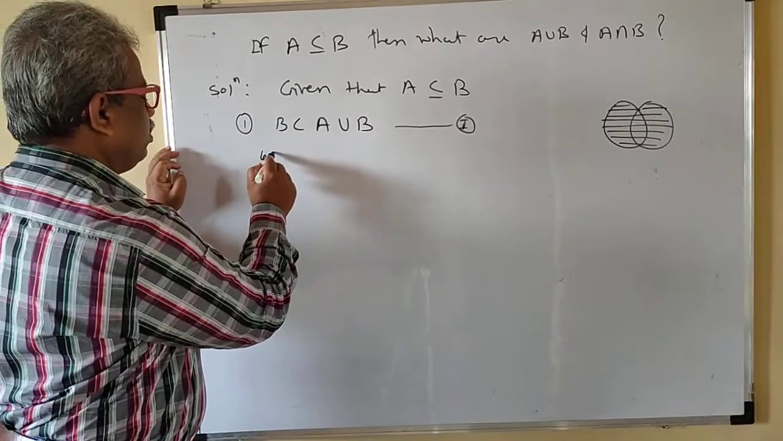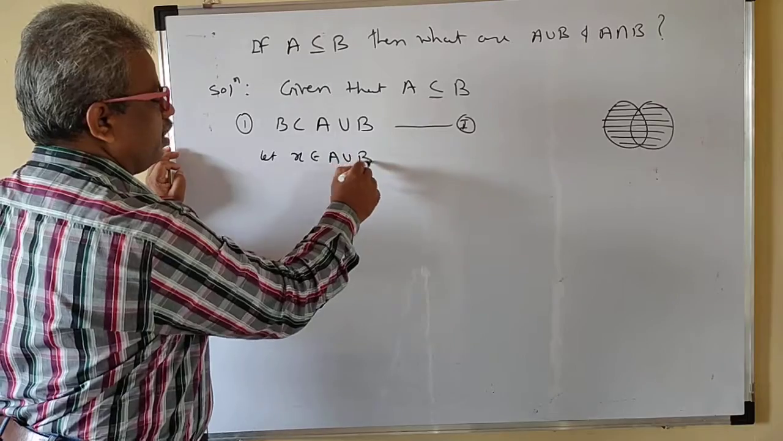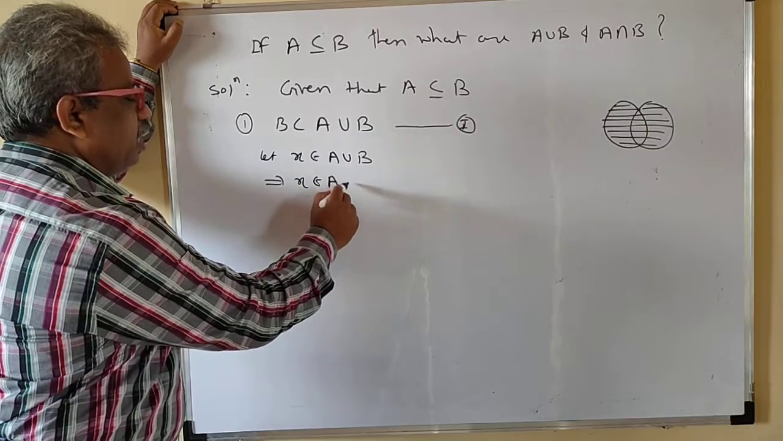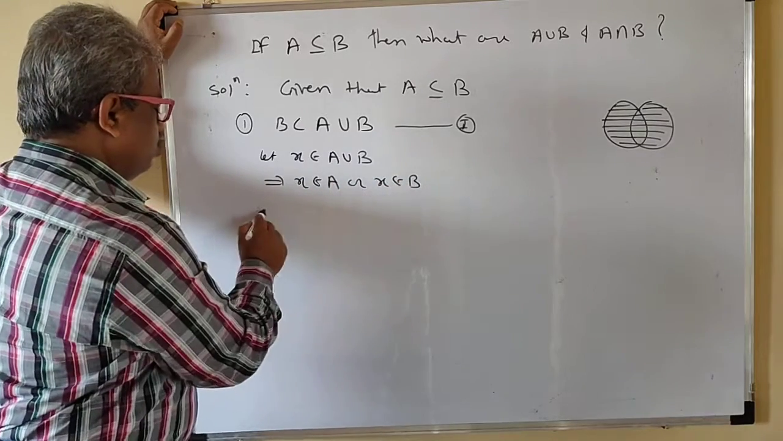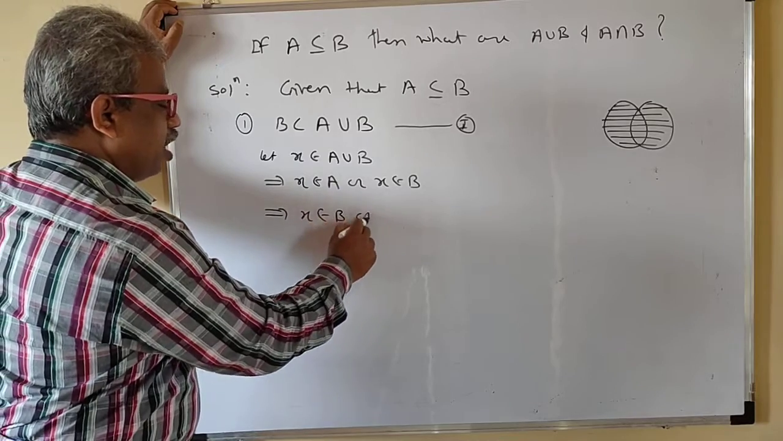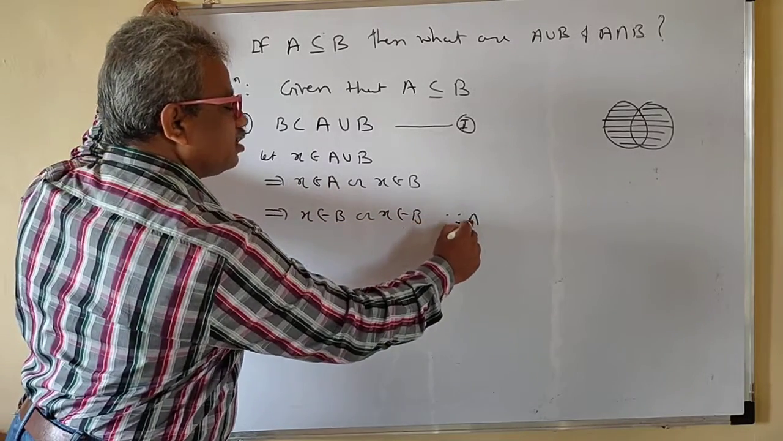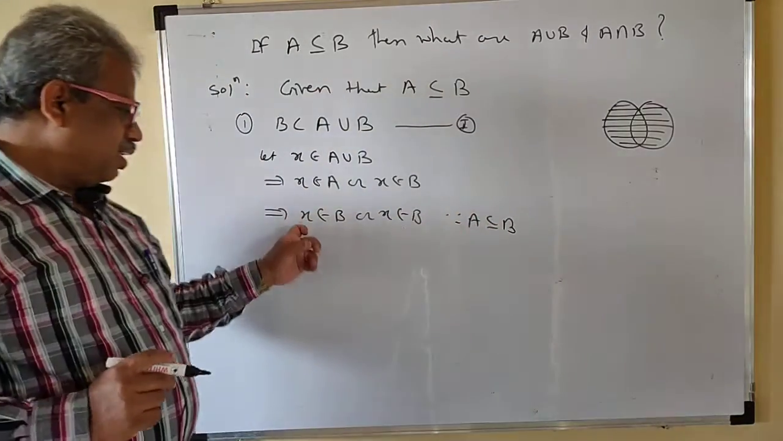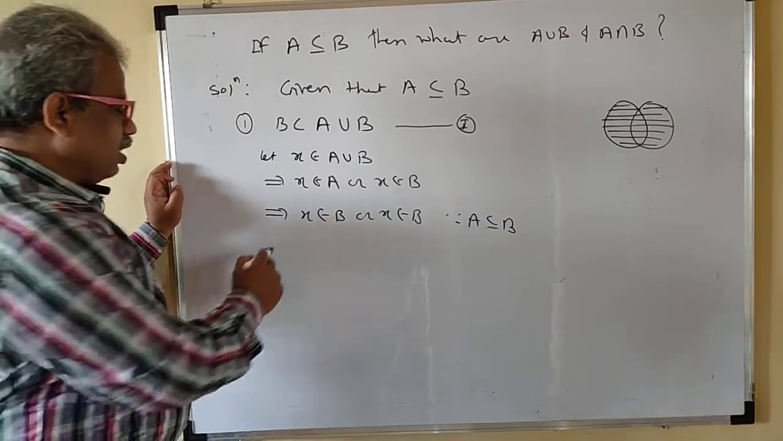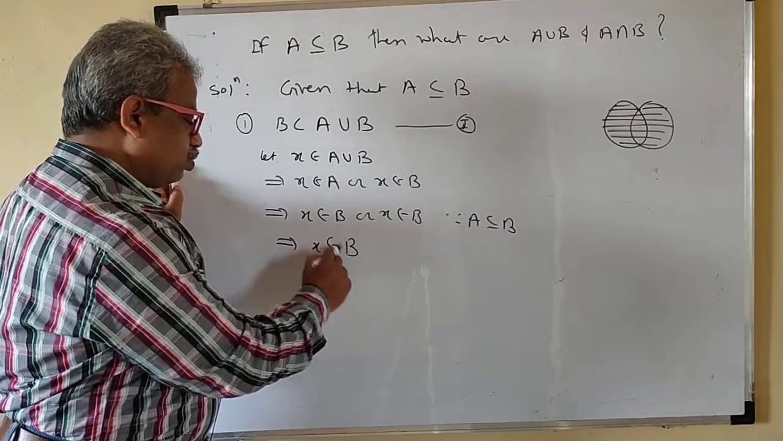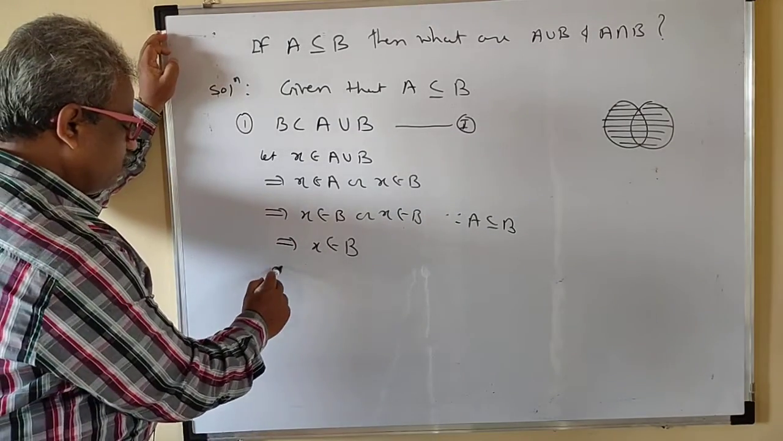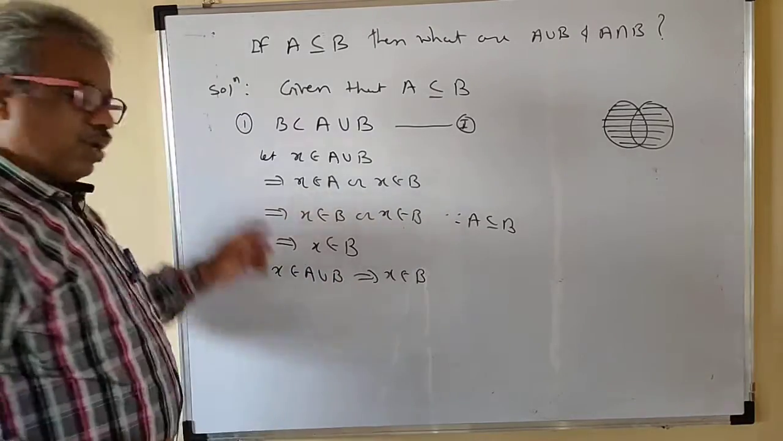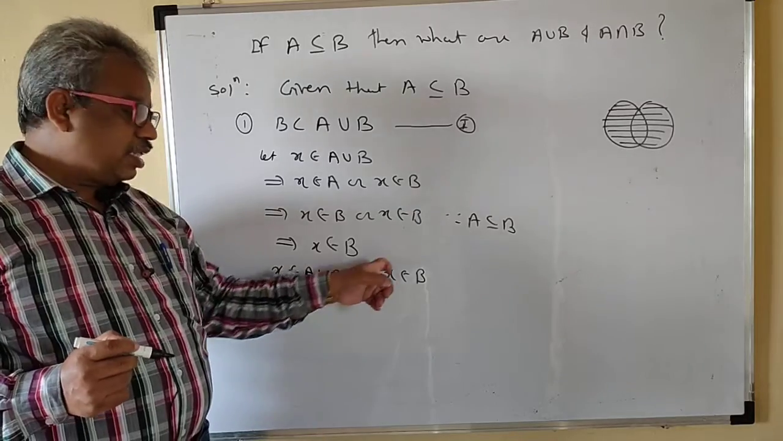Now let X belong to A union B. What does this imply? X belongs to A or X belongs to B. This implies that X belongs to B or X belongs to B. Why? Since A is a subset of B, all the elements of A are in B. So X belongs to B. So X belongs to A union B implies that X belongs to B. Whenever you take any element from A union B, it is always in B.